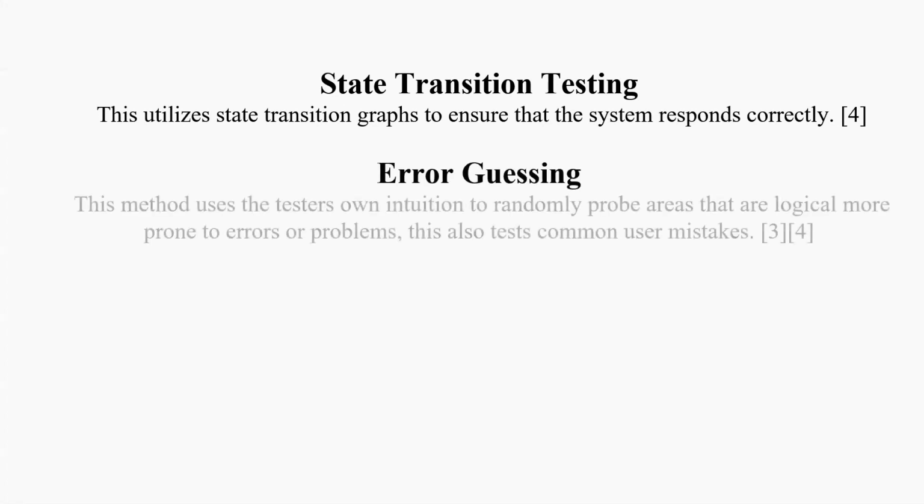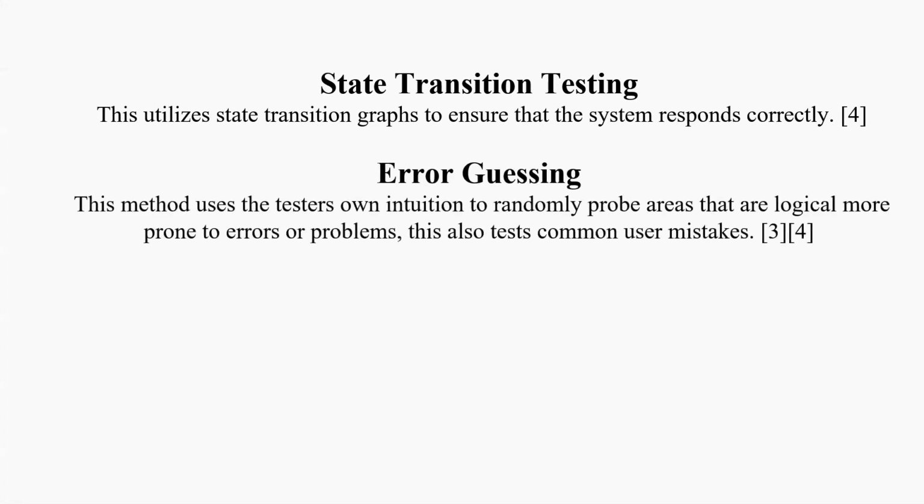Error guessing. This method uses the tester's own intuition to randomly probe areas that are logically more prone to errors or problems. This also tests common user mistakes. This is also one of the most common areas of black box testing.